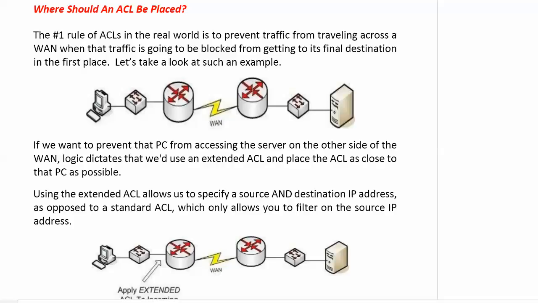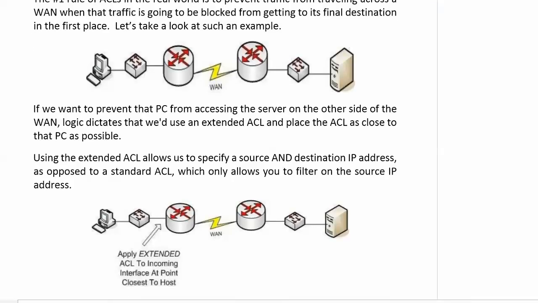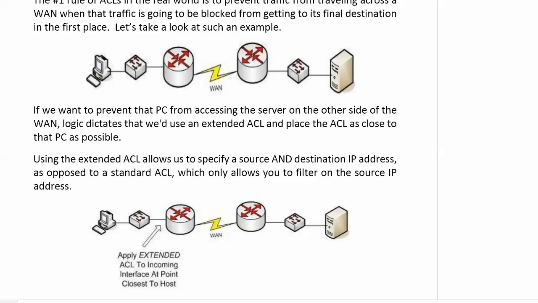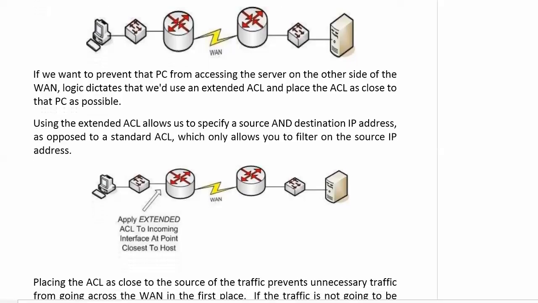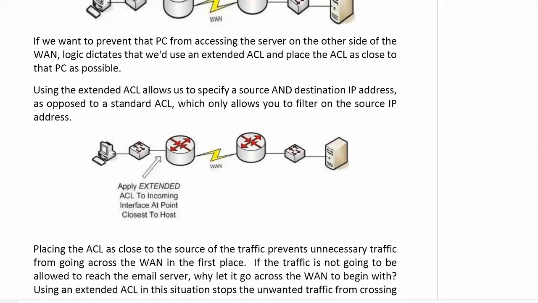Now, if we wanted to prevent this PC in this particular network from accessing the server on the other side of the WAN, logic certainly dictates that we would use an extended ACL and place the ACL as close to that PC as possible. Using the extended ACL allows us to specify a source and destination IP address, and that's really important in this case, as opposed to a standard ACL, which we certainly know by now only allows us to filter on the source IP address.